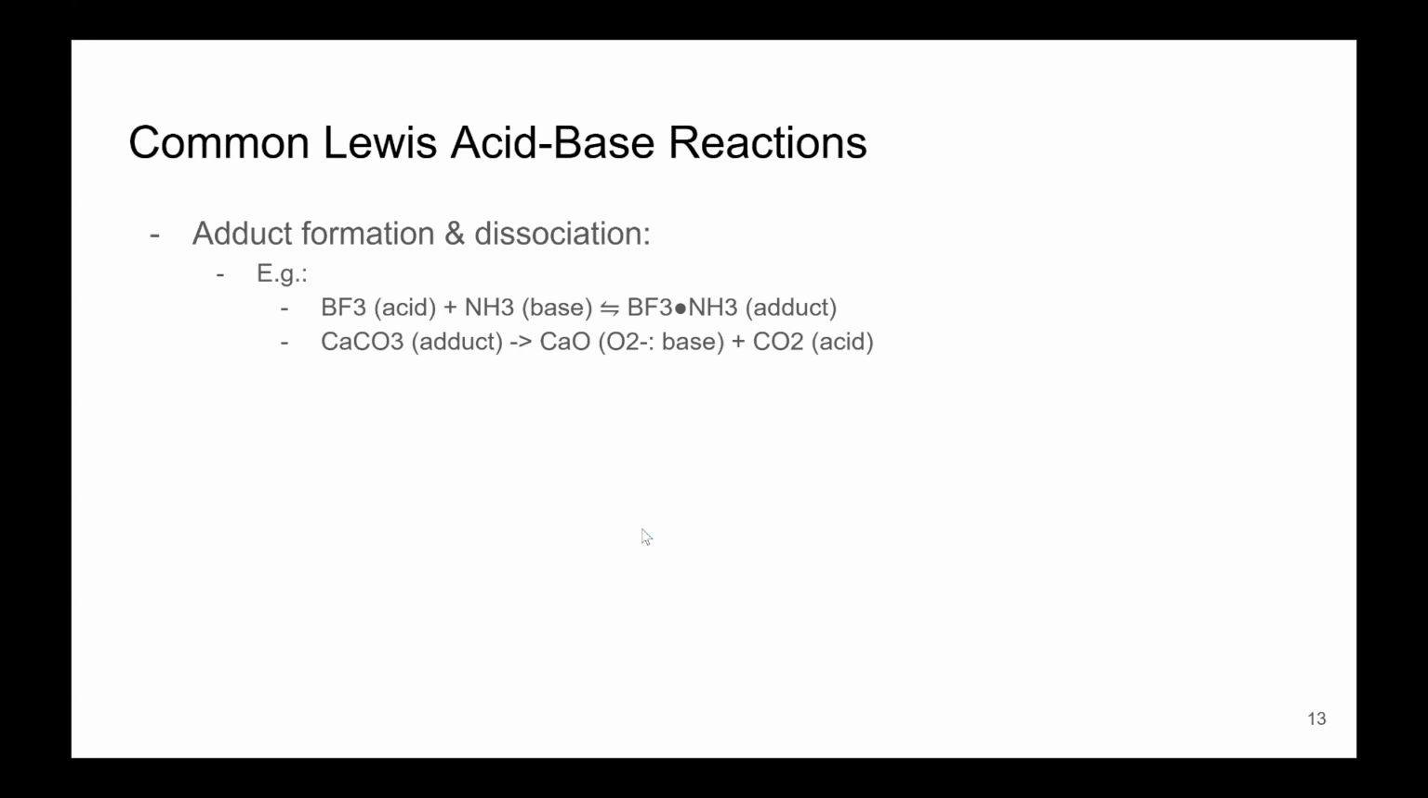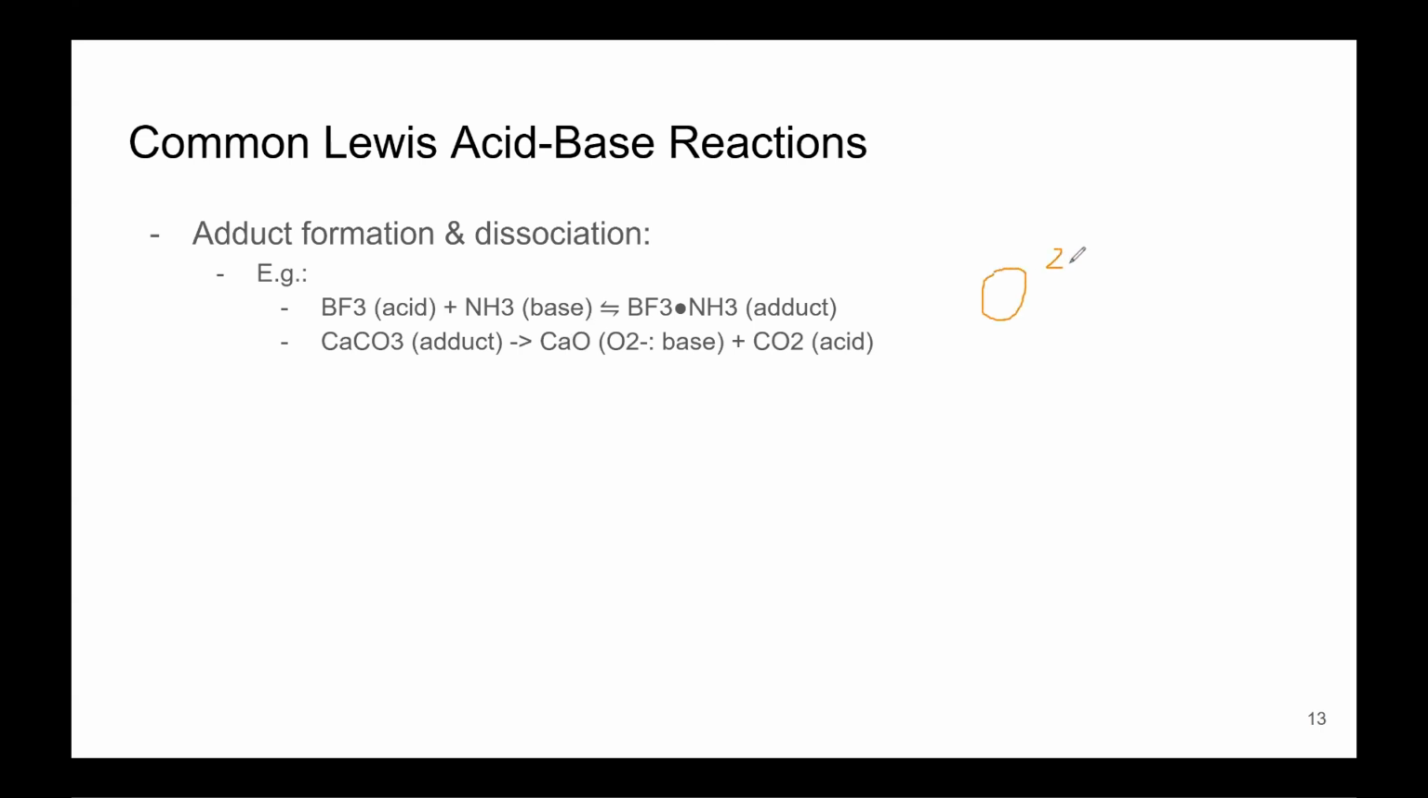an example of adduct dissociation is actually the thermal decomposition of calcium carbonate. So for calcium carbonate, it actually breaks down into calcium oxide as well as carbon dioxide. So here, the O2 minus ion, oxide ion, is actually considered a base, while the CO2, or carbon dioxide, is considered the acid. So how does this work? Let me just use a really simplified representation.